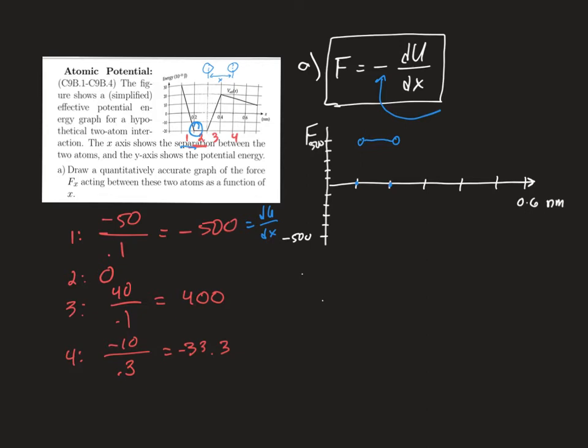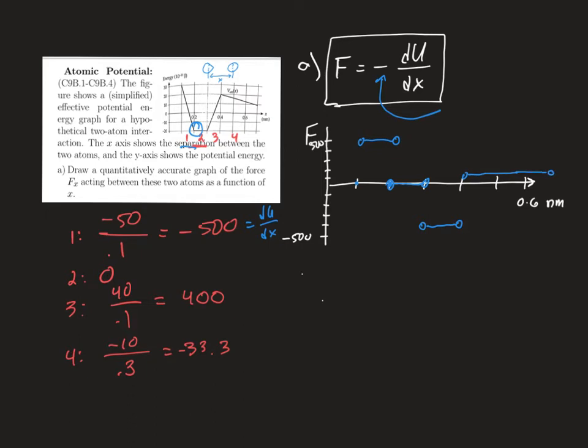In region 2, it is 0, so it goes something like that with 2 circles on either side. Region 3 goes to minus 400, so it goes down to here like that, and then it goes to positive 33, so just a little bit above the axis until the end of the diagram. So it actually goes out to 0.7 like that.